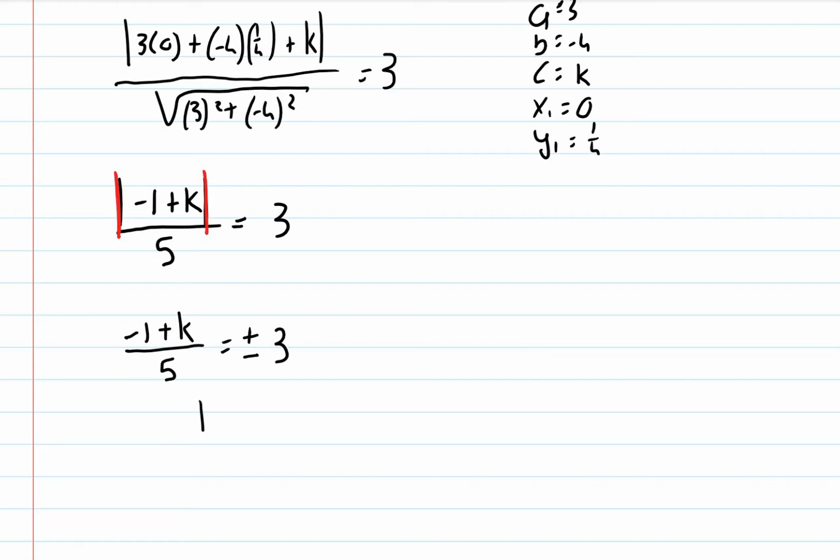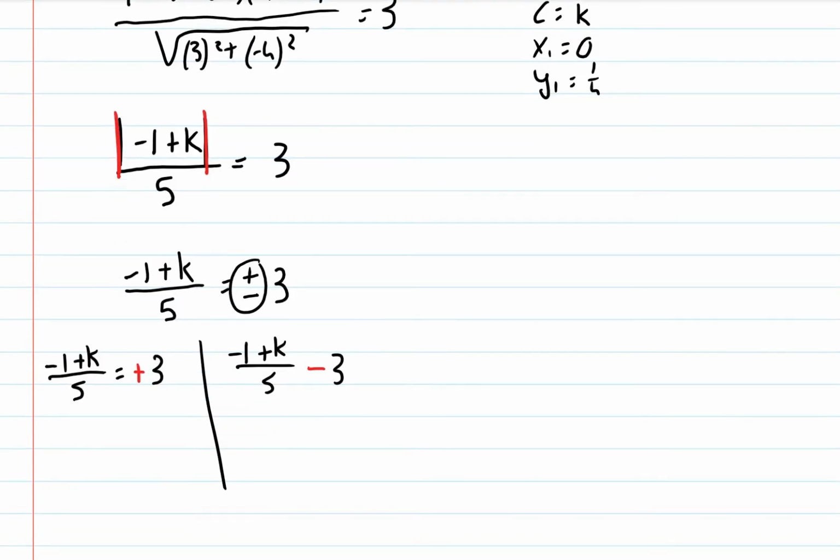Right, I'm going to do two sums then. We have minus 1 plus k over 5 equals plus 3. And then over here I have minus 1 plus k over 5 equals minus 3. Okay, to take account of the plus and the minus. And that would be multiplied by 5 on both sides. We get minus 1 plus k equals 15. So k equals plus 1 for both sides, 16.